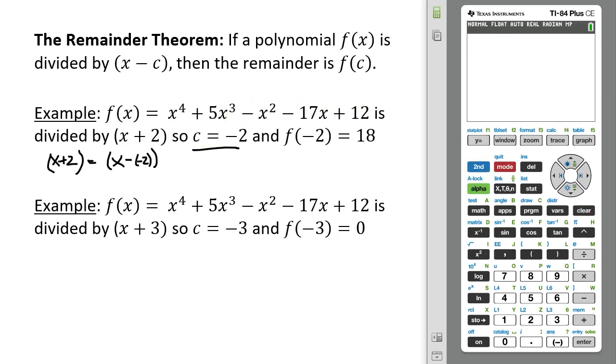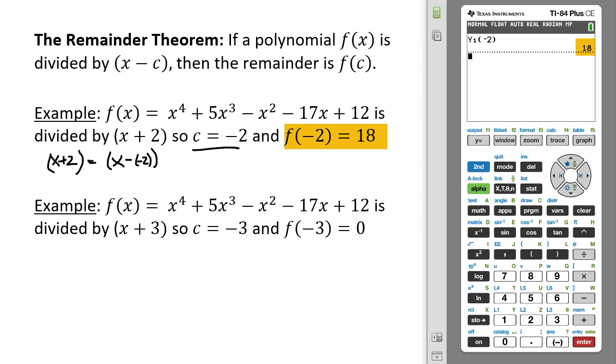Second quit gets me back to the home screen. So I'm going to evaluate the function at negative 2. I have variables, Y variables, function. I put f in Y1, so Y1 is going to have to stand in for f. Then I'm going to use that parentheses, negative 2. Do not use subtract 2, use negative 2, and that gives us the result of 18.